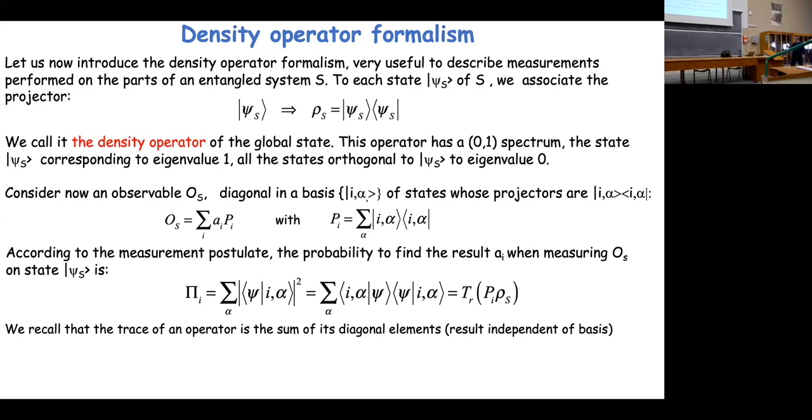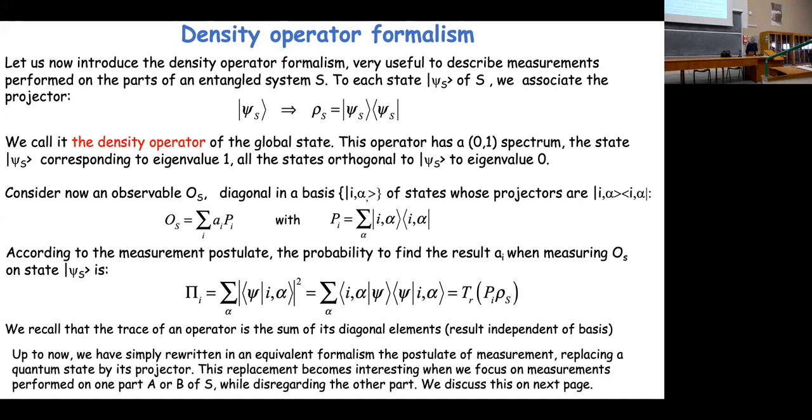So you write this, you say that the probability Pi is just the trace of projector I times rho S. For the time being, I have done nothing else than rephrase the postulate of quantum physics with this density operator. So there is nothing new up to this point, but this will become useful and interesting when I will be considering measurements which are performed on a part of a system which is coupled to another one. And then the notion of density operator will become relevant. But you see, up to now, the density operator is very simple. It's an operator which has just two eigenvalues, 1 and 0.